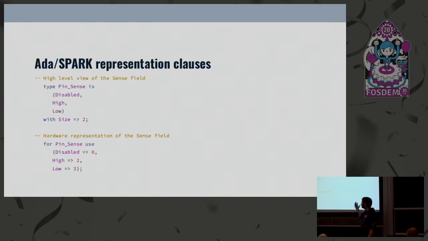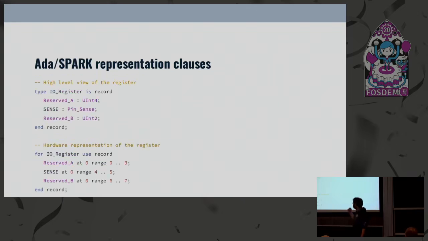So in Ada, we have what we call representation clauses. Here, for example, I describe a type called PinSense, which is an enum, and I can specify its size in bits. In our case, it has a 2-bit size. For that enum, I set specific values for every value of the enum. After that, I describe a record type, which is actually like a structure in C, and I use the type previously described in the middle of the register to represent a specific register. After that, in my record, I can set the specific bit range for every field of my structure.